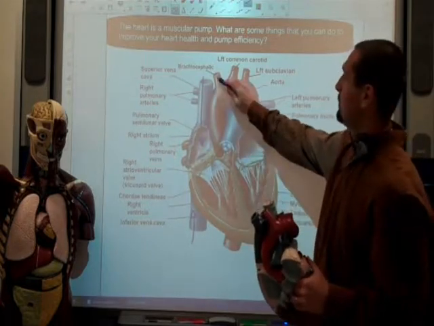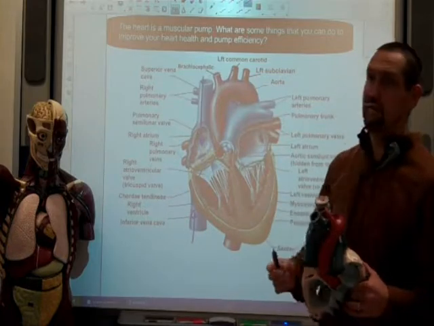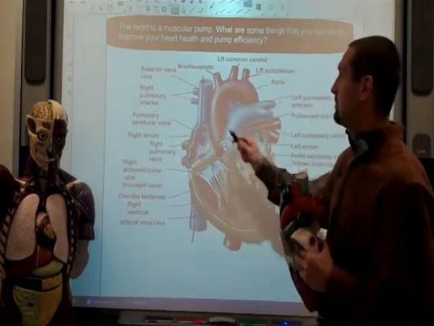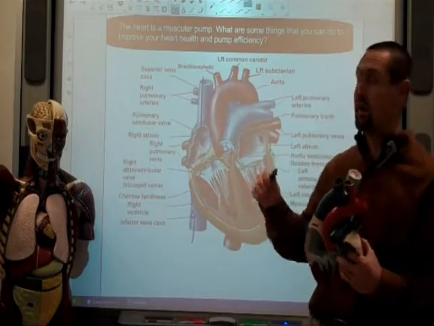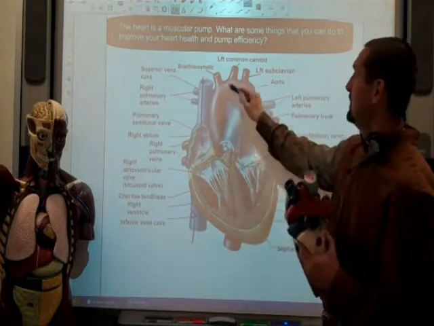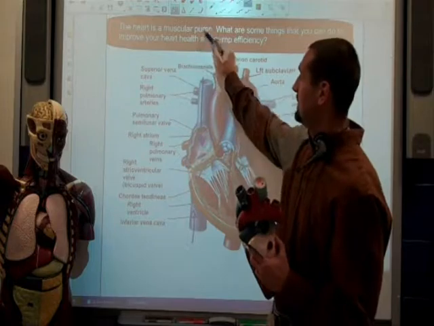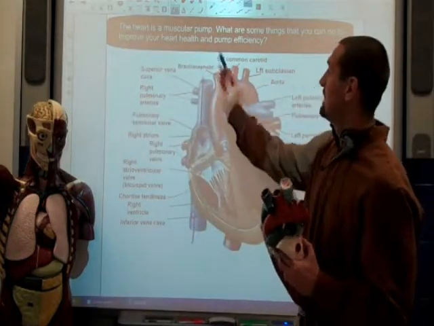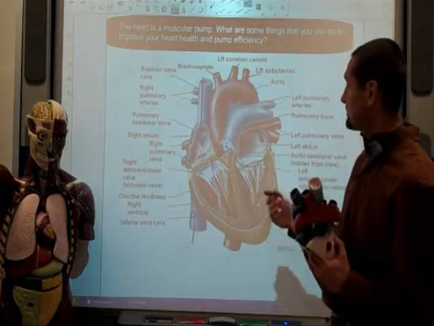We have the first branch, brachiocephalic. So the brachiocephalic, that's going to go, think brachium, so that's an arm area. Cephalic, that's the head. So it's going to go up a little bit and then branch. One branch is going to go over toward the arm. The other branch is going to go up toward the head.